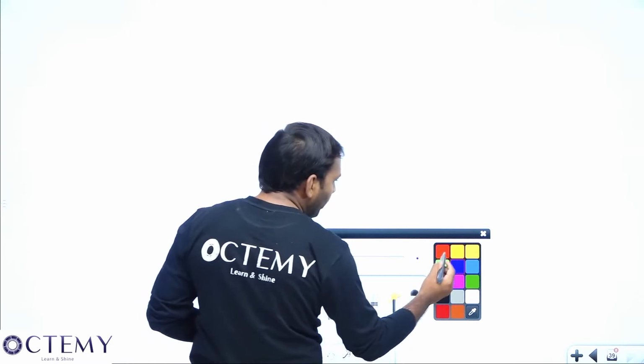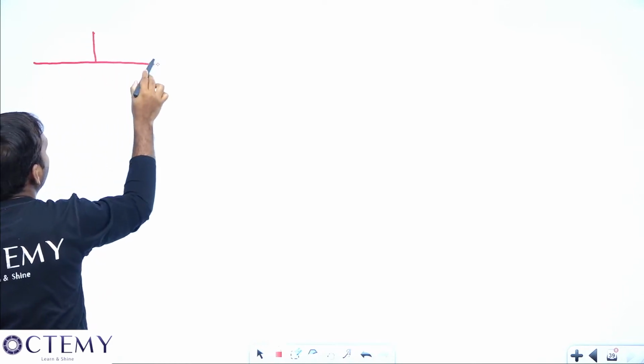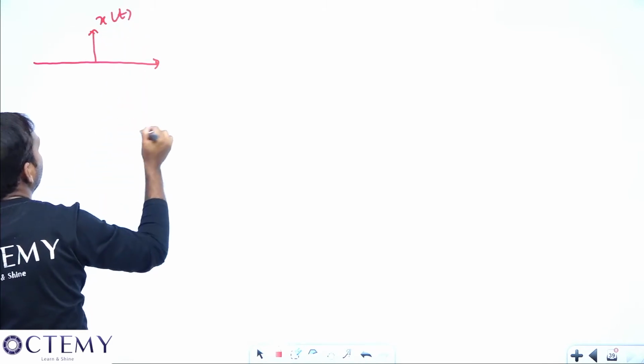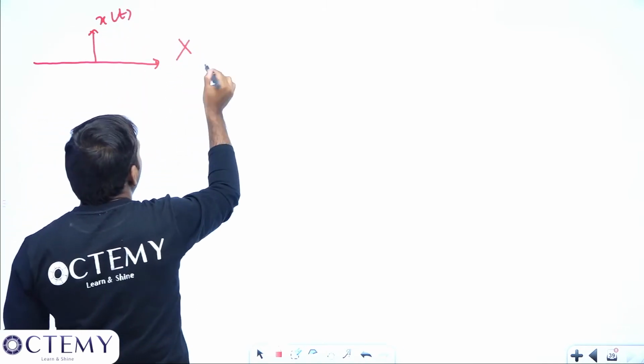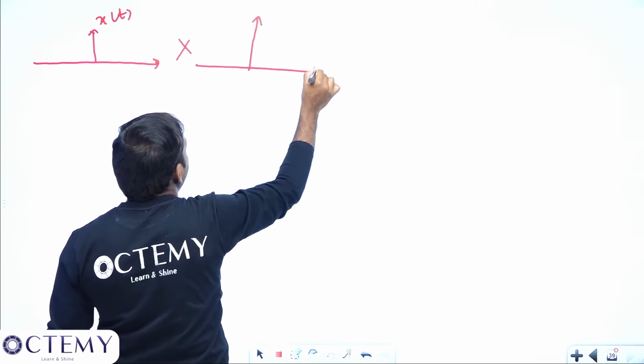See here, let us consider a function x of t. Some function is there, x of t, something like this. And you're multiplying this x of t with the impulse function del of t.